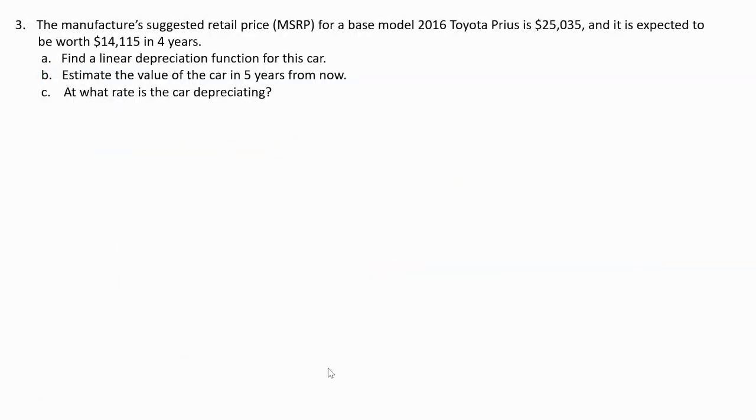Number 3 is an applications problem dealing with linear functions. The manufacturer suggested retail price, which is called the MSRP, for a base model 2016 Toyota Prius is $25,035. And it is expected to be worth $14,115 in 4 years. So find the linear depreciation function for this car. That's part A. And part B, estimate the value of the car 5 years from now. And part C, at what rate is the car depreciating? Because the price is going down every year.